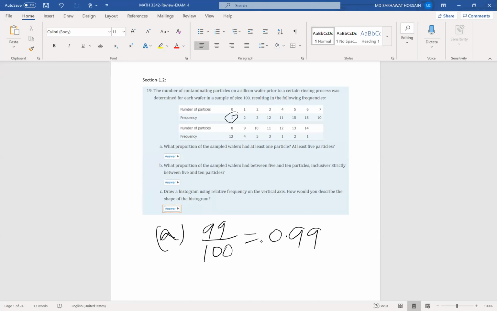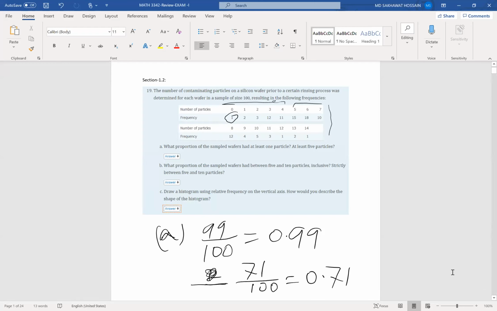And the second part is at least 5. At least 5 means 5 to 14. So that means we have to subtract this frequency. The frequency for 0 to 4 is 2 plus 6 plus 12, 18 plus 11, so it is 29. So this part will be 100 minus 29, so it will be 71 divided by 100, so that means 0.71. How did you get 71? Sorry? I was like, how did you get 71?